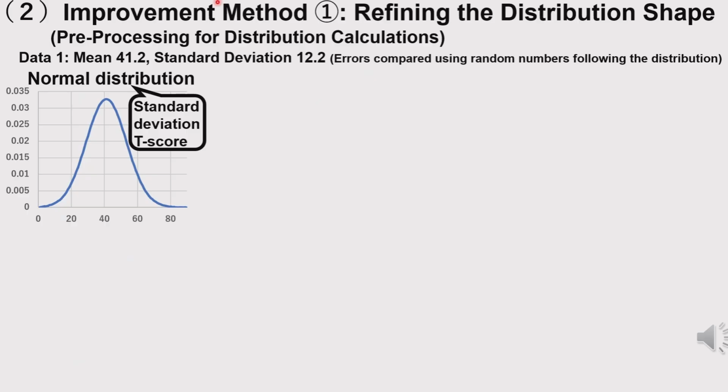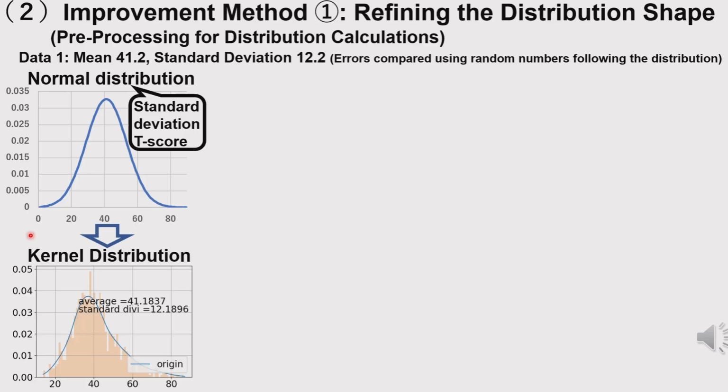The second solution for reducing error is to improve the precision of the distribution shape. The tool generates a kernel distribution from the data and uses it for computation. The orange line is the histogram, and the blue line is the kernel distribution. The kernel distribution is smoothed by averaging the histogram over specified intervals.